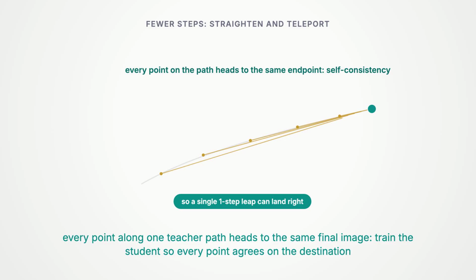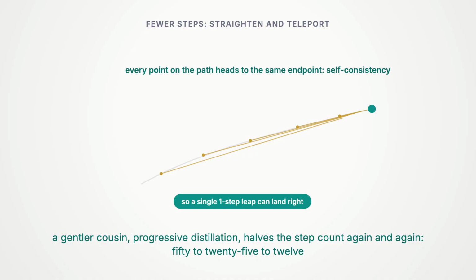A gentler cousin, progressive distillation, gets there by repeated halving instead. Train a student so that one of its steps does the work of 2 teacher steps, then distill that student again and again, each round halving the step count, 50 to 25 to 12 and on down toward a handful.